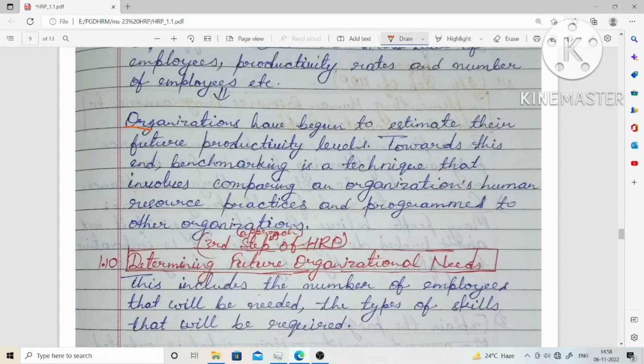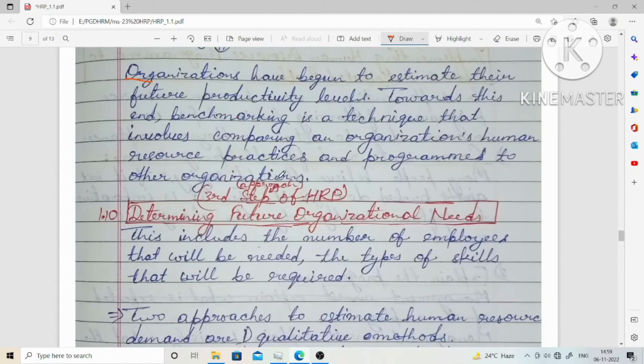So what kind of technique is this? This is a technique where the human resource practices of the organization are compared with the practices of other organizations. Okay, that is the second step.